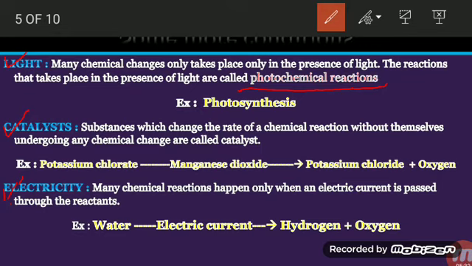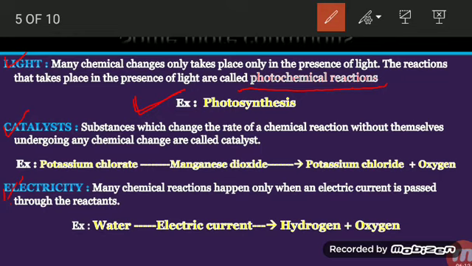The question many times comes: the reaction which takes place in the presence of light is called dash. The answer is photochemical reaction. The best example for light is photosynthesis. As we all know, when green plants prepare their own food in the presence of sunlight, it is called photosynthesis.